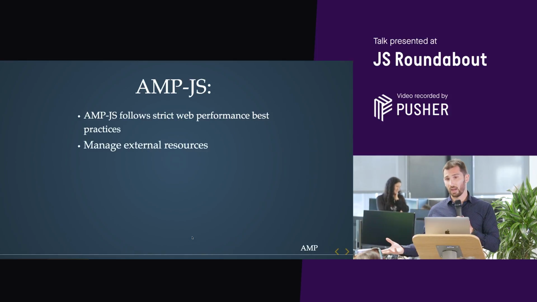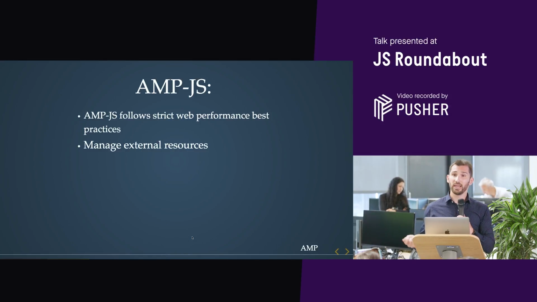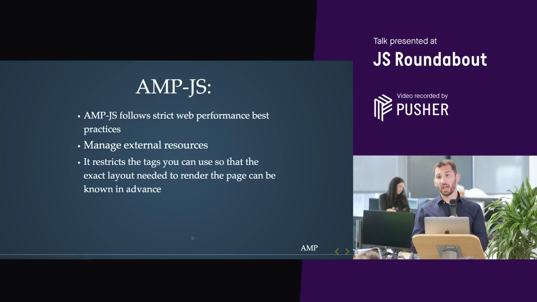Then we have AMP.js. AMP.js, as I told you, is a library that restricts us when we're developing an application, and it tries to force us to use best practice. Then it manages the external resources, because it loads asynchronously every resource that we need in our app.